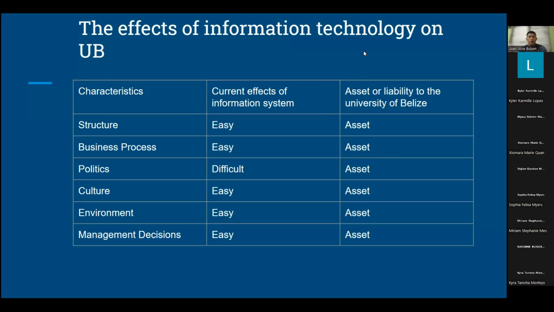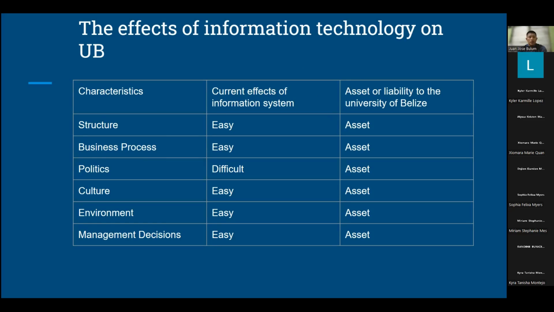The effects of information system at the University of Belize. First, we'd like to list out the characteristics, which are the structure, as we previously covered, business process, politics, culture, environment, management decisions, and the current effects of information system on the University of Belize. And on the next column, we'll be assessing whether the characteristic is an asset or a liability to the University of Belize.